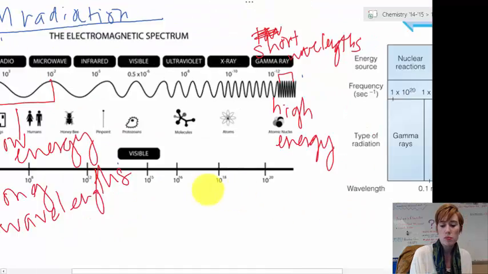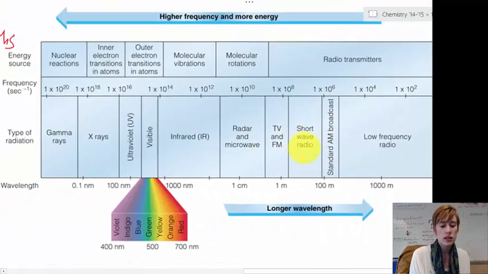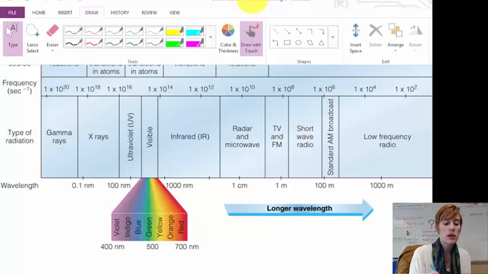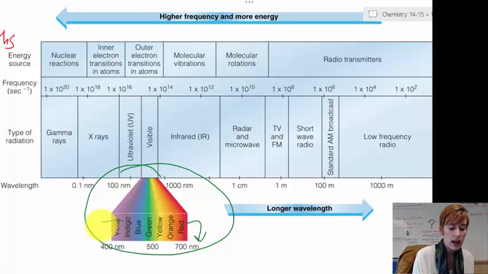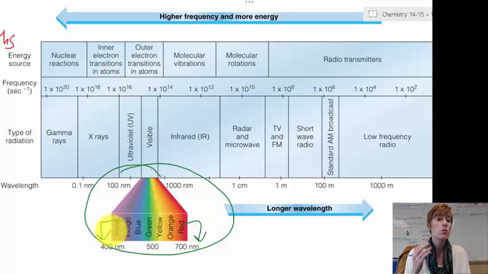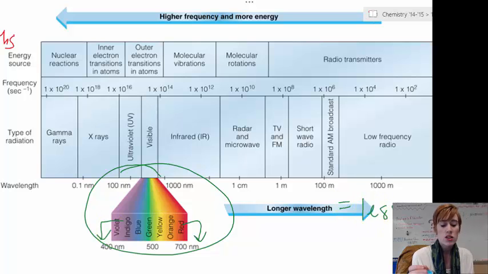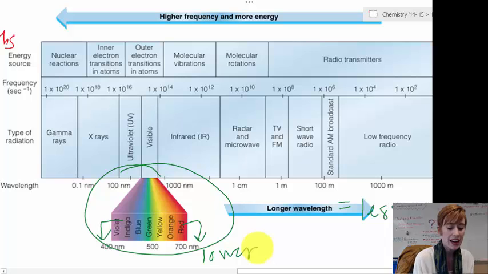This is another picture of the electromagnetic spectrum, but in this one we can actually see the visible spectrum here. And you can see red has a longer wavelength, violet has a shorter wavelength. So which one of these, violet or red, has more energy? Remember, longer wavelength means less energy. So that means red has lower energy and violet has higher energy.